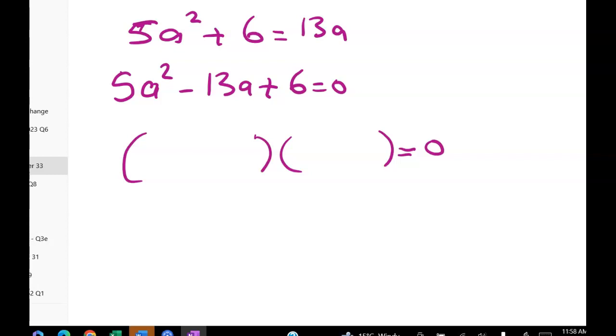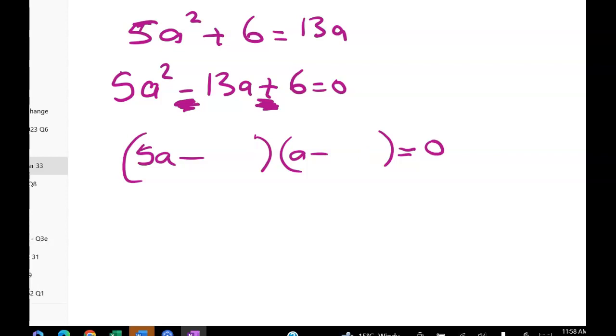Now, factorizing this, I'm probably going to have 5a and a, and I've got a plus here, and I've got a minus here. So I must have a minus-minus pattern. There are a few things I can try here, but if I look at this, it's not going to be 1 and 6, right? That's not going to work.